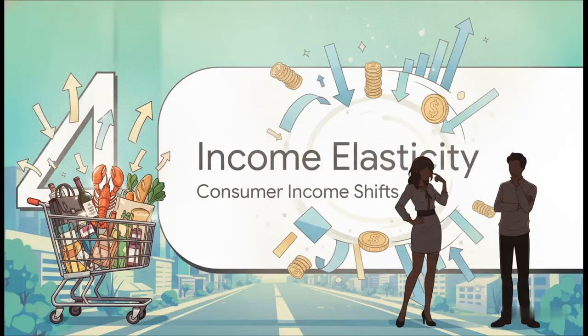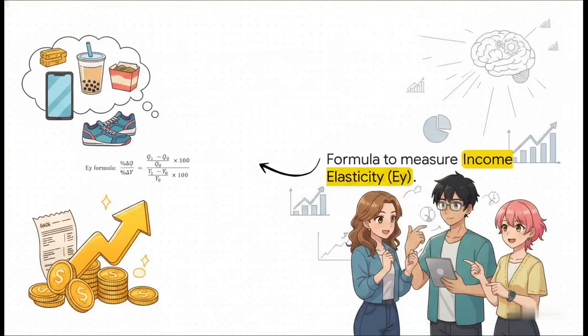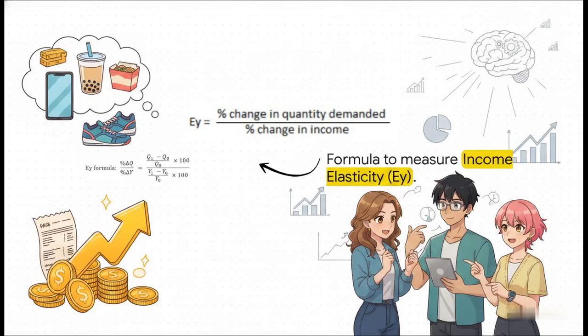Let's switch gears for part 4, Income Elasticity of Demand. Because price isn't the only trigger. What happens when we shift our focus from the price tag to the consumer's paycheck? How rich or poor a consumer feels drastically changes what they put in their shopping trolley. So, we look at the formula for income elasticity, which calculates the percentage change in quantity demanded relative to a percentage change in the consumer's income. Notice we've swapped out price for income in the equation.